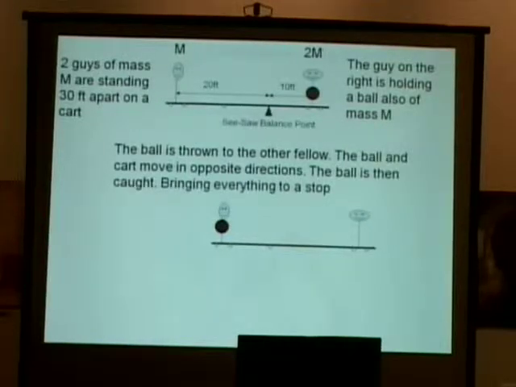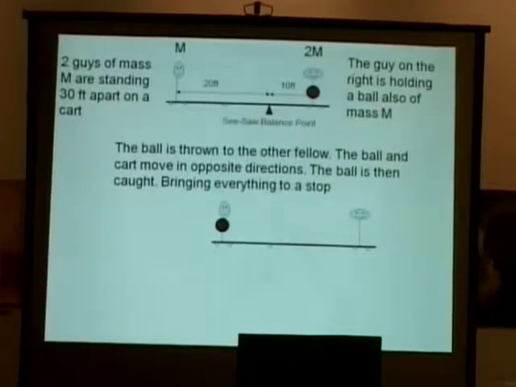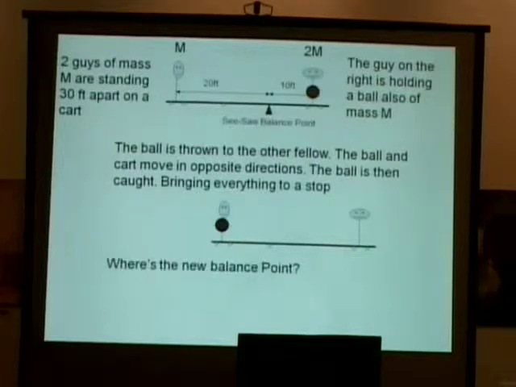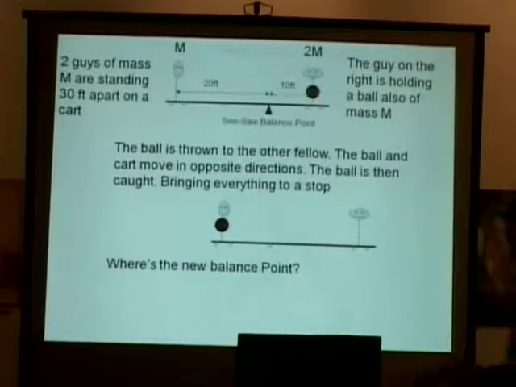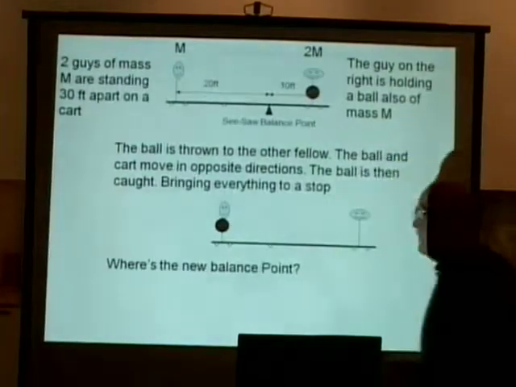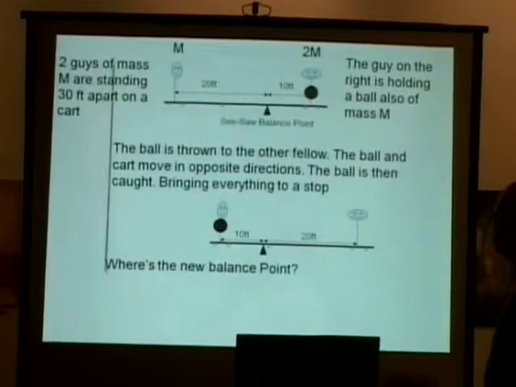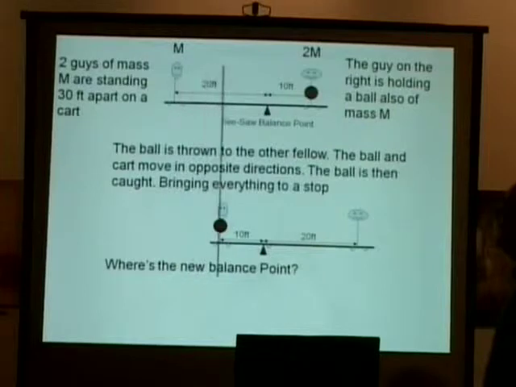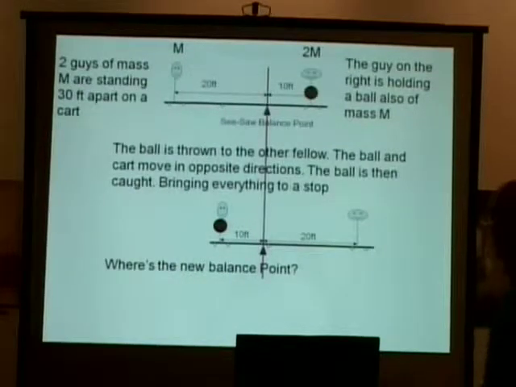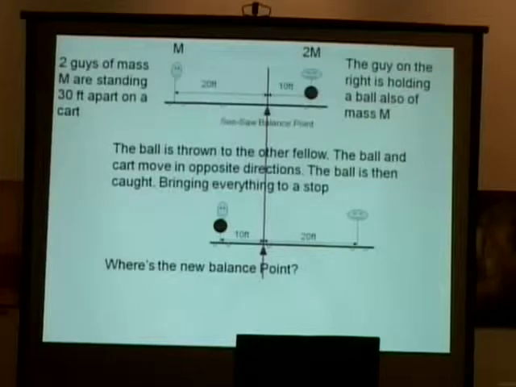Okay. Looks totally reasonable, except being able to throw a ball that's as heavy as you are in a straight line to another guy and have him catch it is really pretty tough. But hey, this is graphics. So now the question is, where is the new balance point? Well, we know the answer to that. It's now going to be 10 feet away from that guy, right? So that's where it is. And lo and behold, the balance points are in exactly the same place.